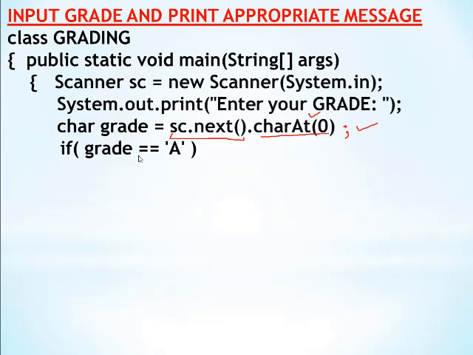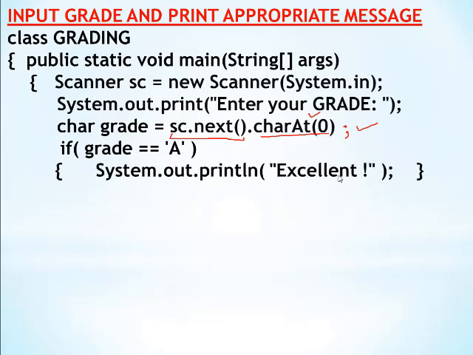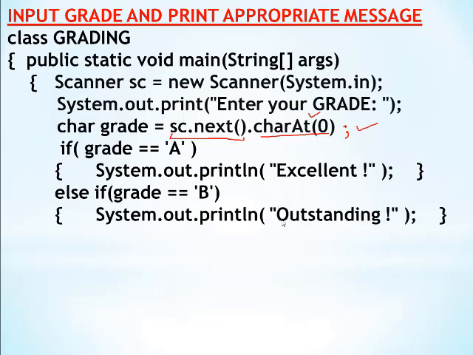So the statement to check whether grade is A or not. If grade is A, suppose you want to print the message excellent, so you'll write SOPLN excellent. Otherwise the grade can be B, C or D. So there is another condition also, if grade is B. Suppose you want to print outstanding for that, so you'll write SOP outstanding.